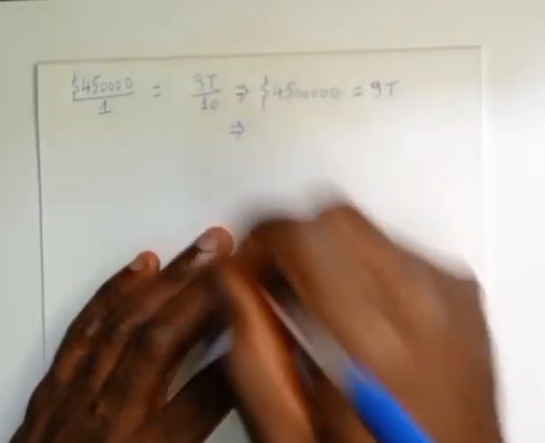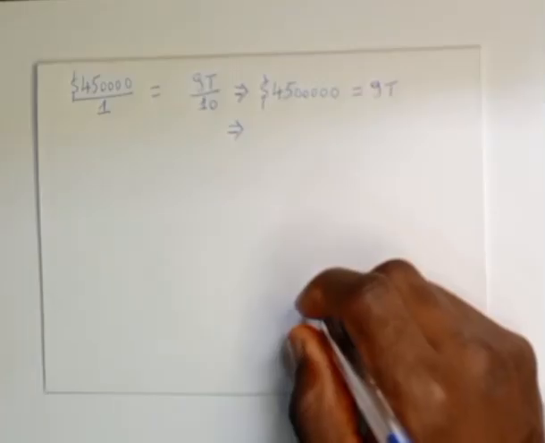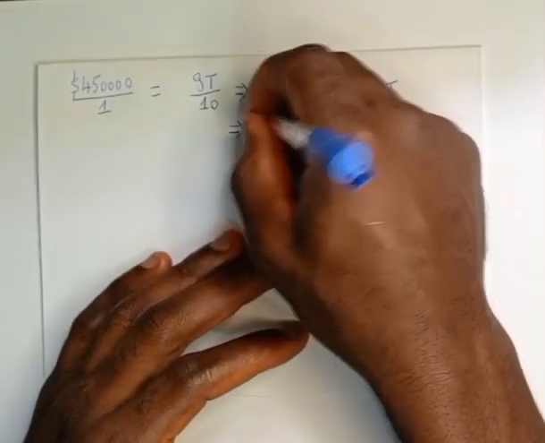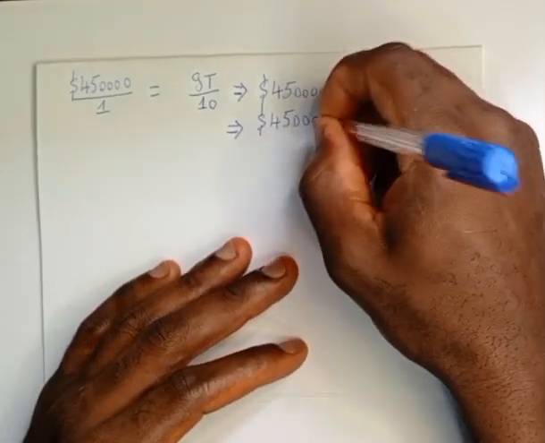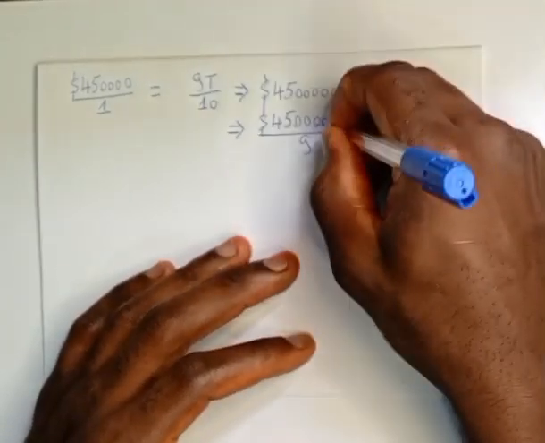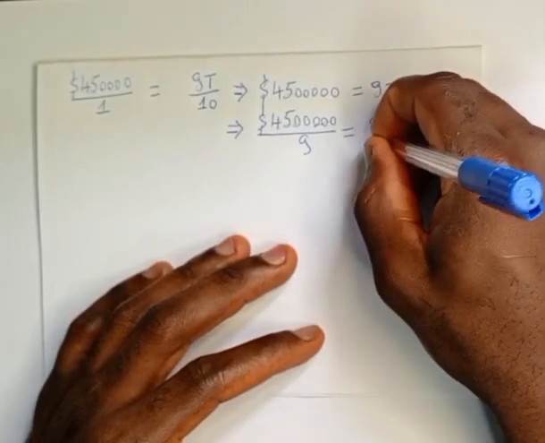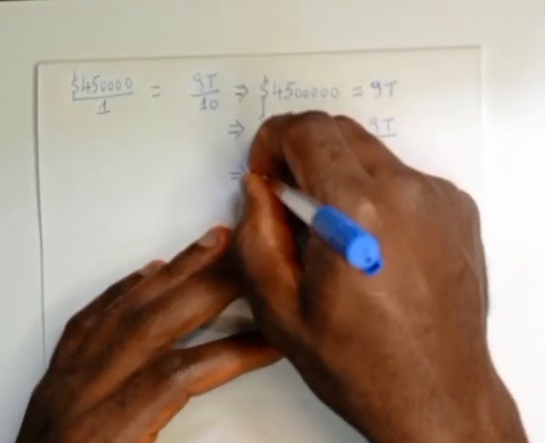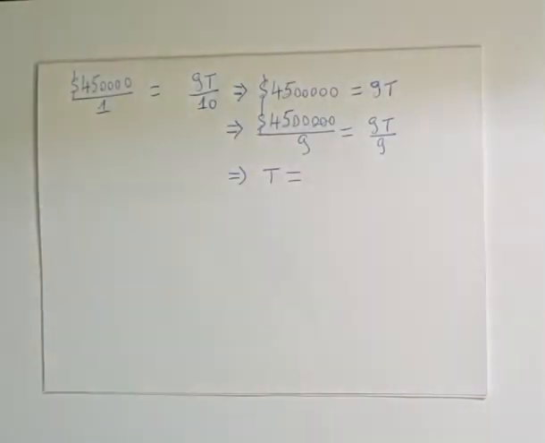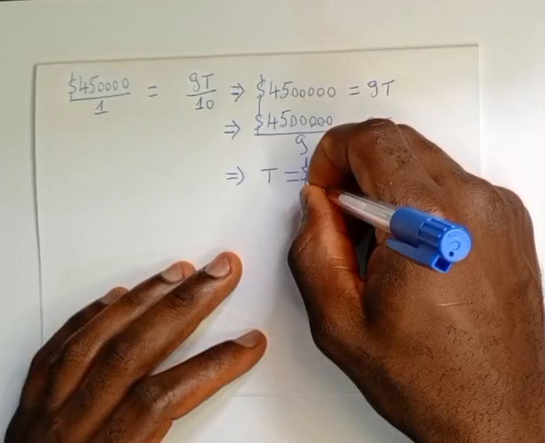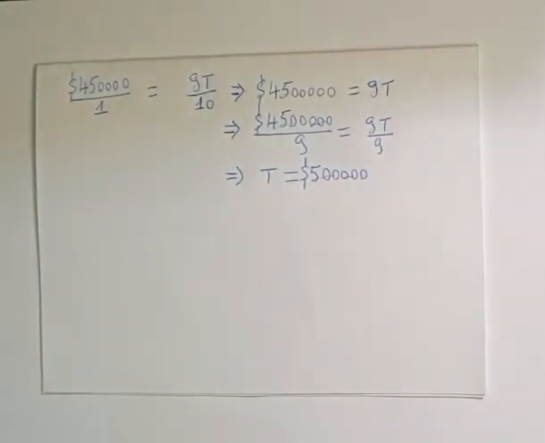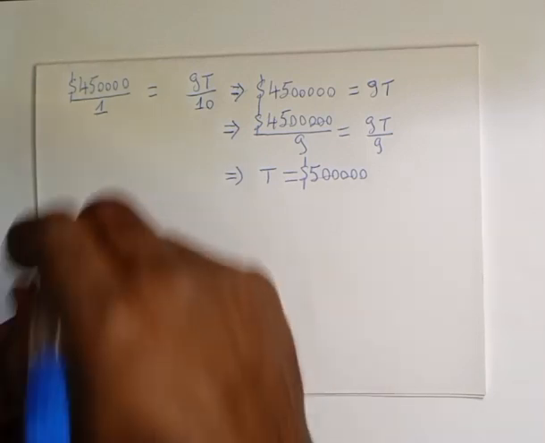For us to get T, which is the original price, we are going to divide both sides by 9. $4,500,000 divided by 9 is equal to 9T divided by 9. Then our T will simply be equal to $500,000. So this is the original price of the car.